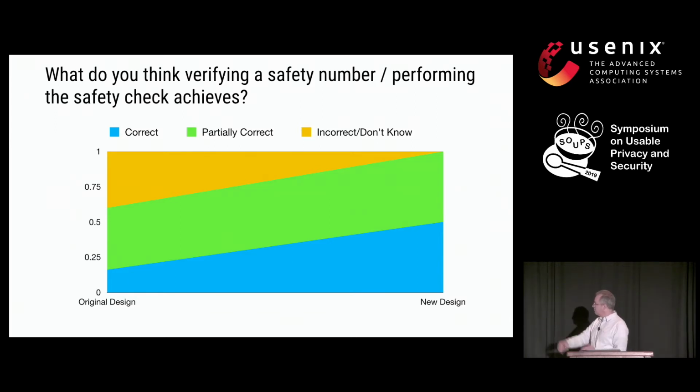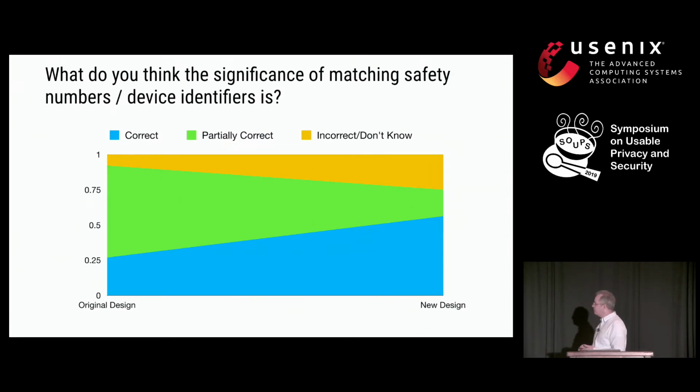On the left is the original design, and on the right is the new design. So you can see that we increased correct answers, and we decreased the number of people who had an incorrect answer or didn't know. So that was a good result. We also asked them, what does it mean when safety numbers match? Had more mixed results here. We had more correct answers and fewer partially correct answers, but we also increased the number of people who didn't know. So we have some work to be done there.